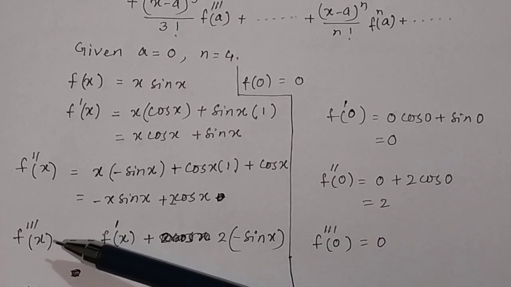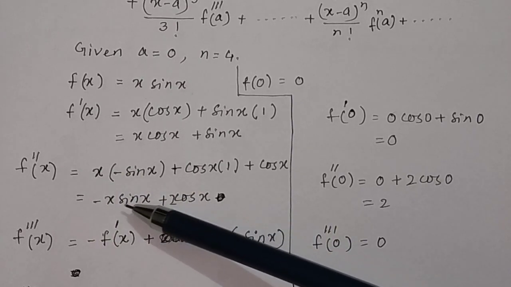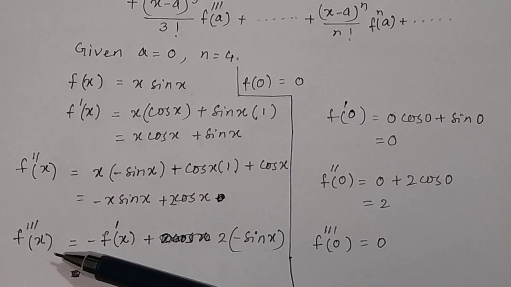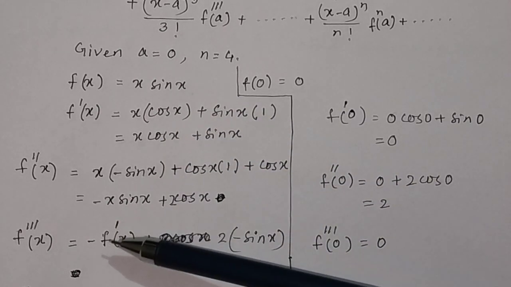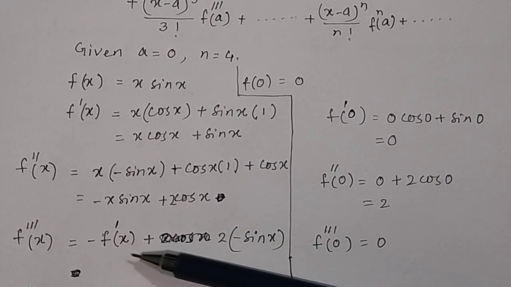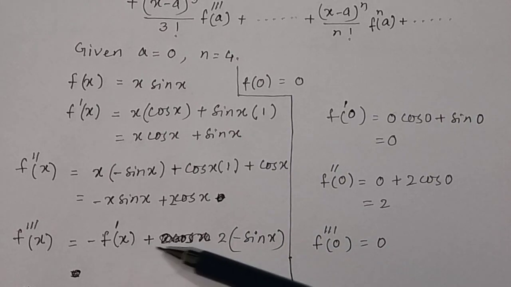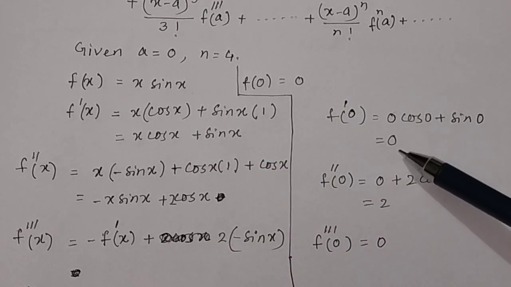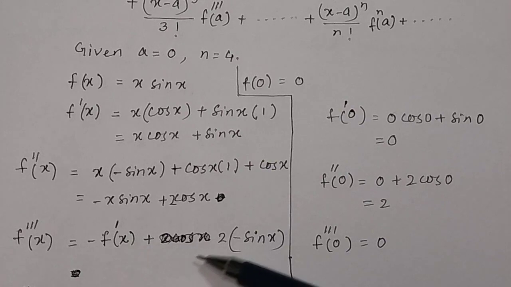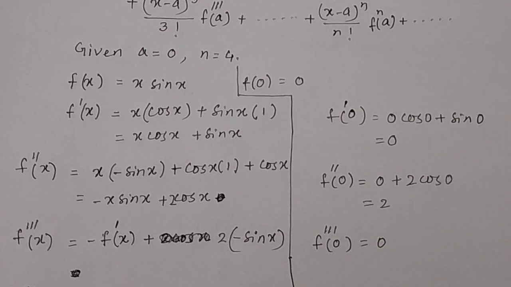Now let us calculate the third derivative of the function. If you take the derivative of this function, the third derivative of the function x sin x equal to f(x) will be minus f dash x plus the derivative of 2 cos x, 2 into minus sin x. So this will be the third derivative, and f dash 0 is equal to 0. So this term is equal to 0, then minus 2 into sin 0 will also be equal to 0. So the third derivative will be equal to 0.